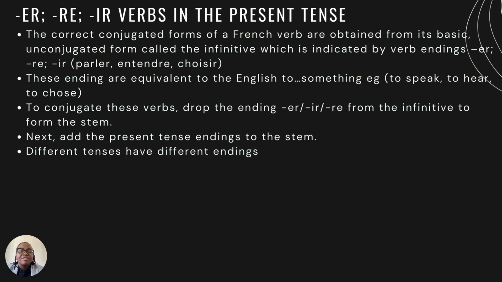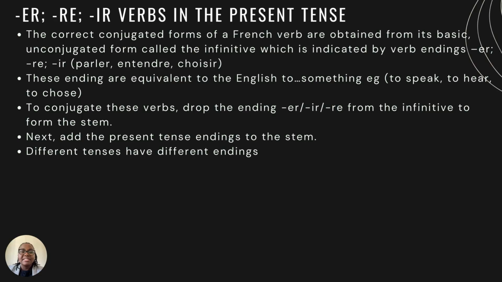To conjugate these verbs in the present tense, just some quick revision. The correct conjugated forms of a French verb are obtained from its basic or unconjugated form, which is normally called the infinitive. This is indicated by an ending, which could be er, re, or ir. An example of an er verb is parler, to speak. An example of a verb that ends with re is entendre, which means to hear. And an example of an ir verb is choisir, which means to choose.